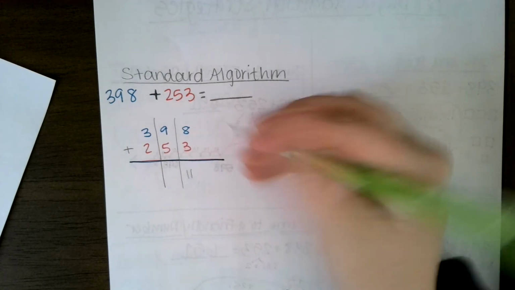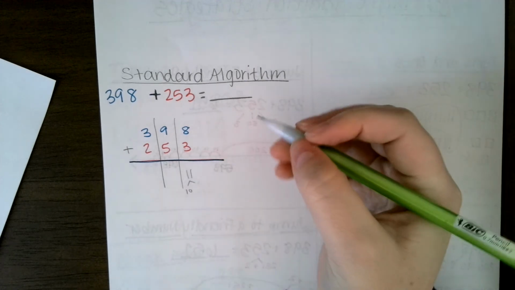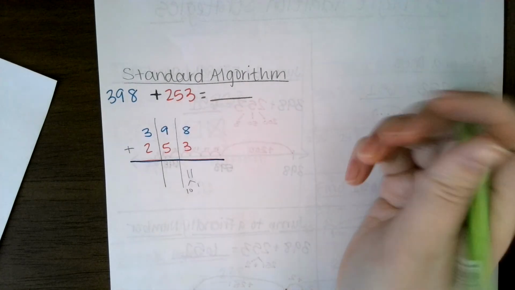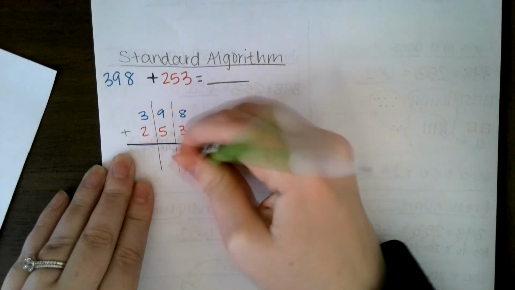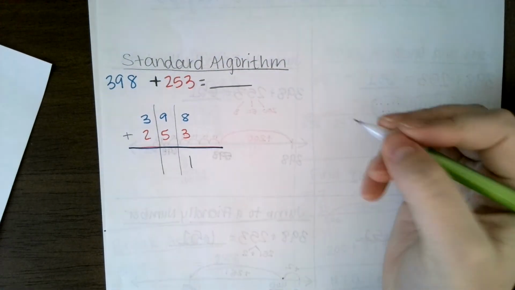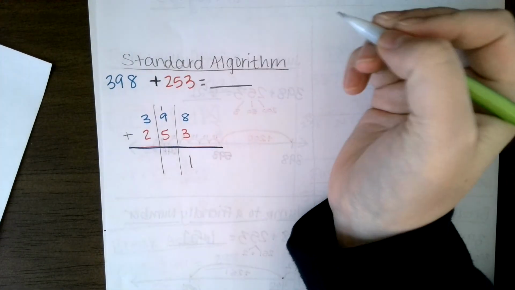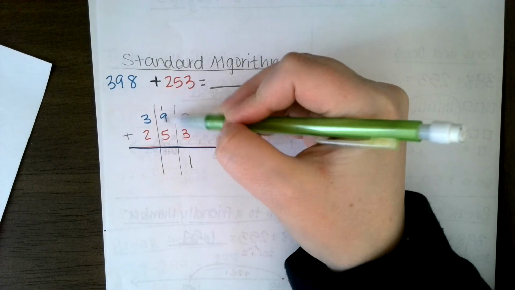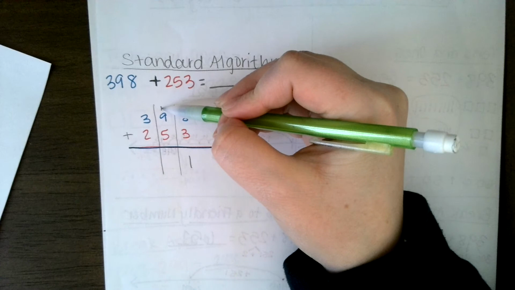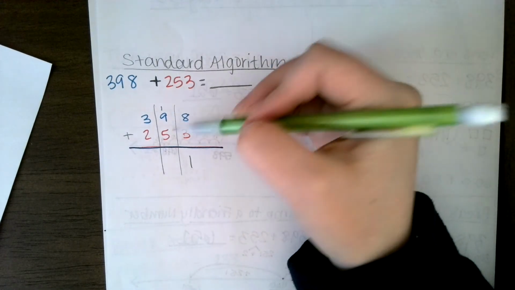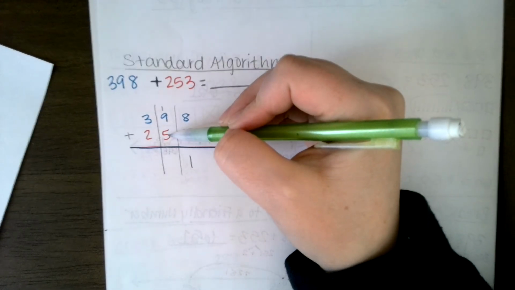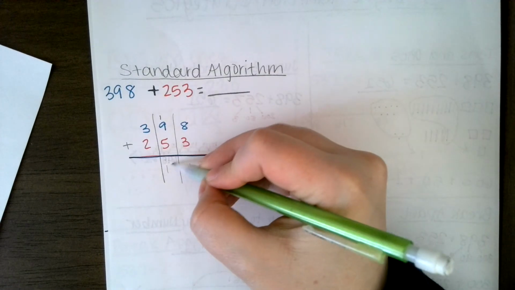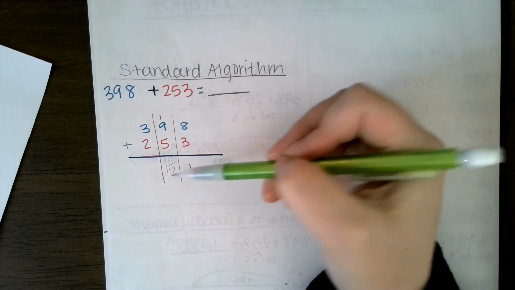I need to regroup those 10 ones into a group of 10. So that would leave me with 1 left here and one group of 10 over here. 90, 9 groups of 10, plus 1 more would be 100, plus 50 would be 150, or 15 groups of 10. 15 groups of 10, just like we said, 150.